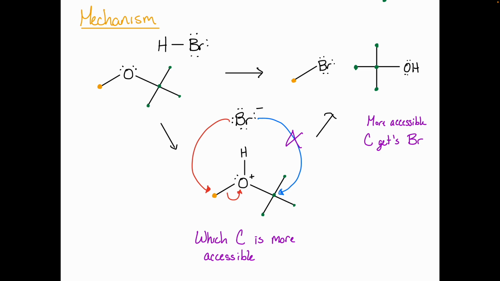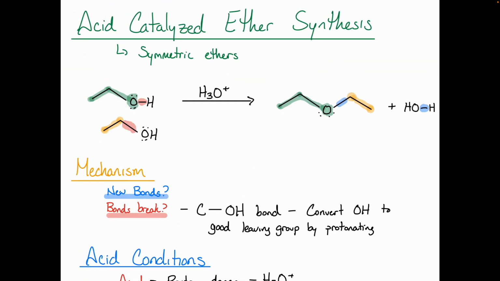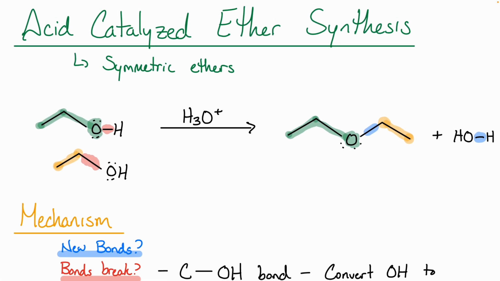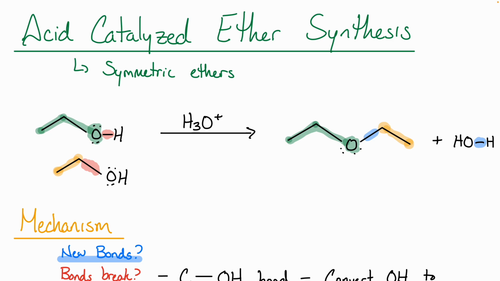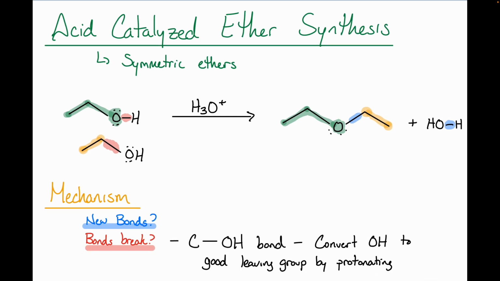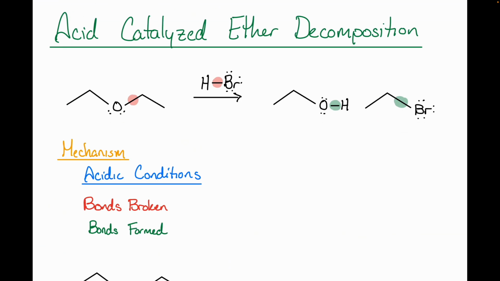Cool. All right, so we learned that under acidic conditions, if we have a lot of alcohol in the presence of an acid, we will get this symmetric ether that forms. All right. If we use one of those hydrohalogen acids in the presence of our ether, it will decompose it into these two components here, an alkyl halide and an alcohol.